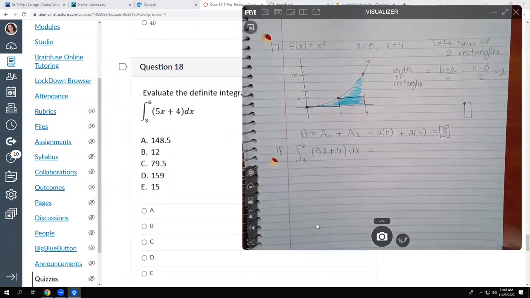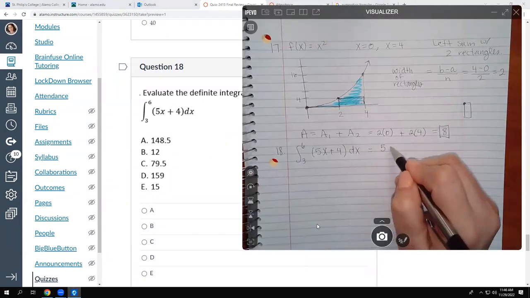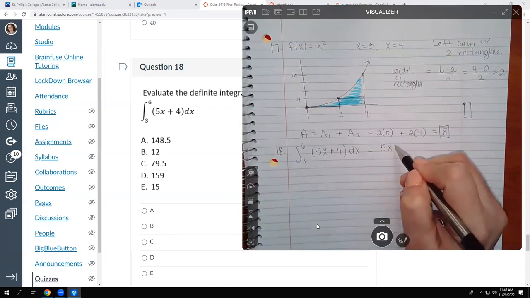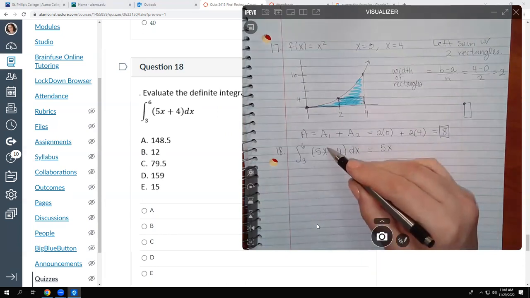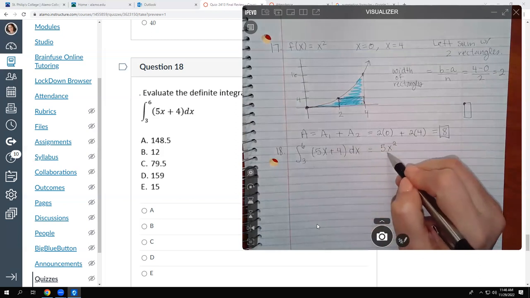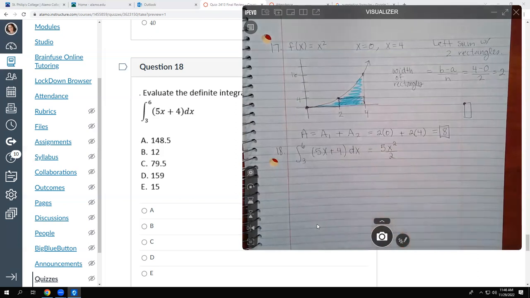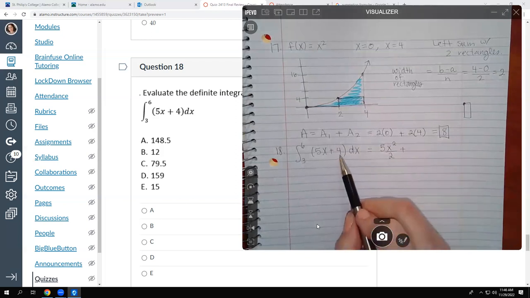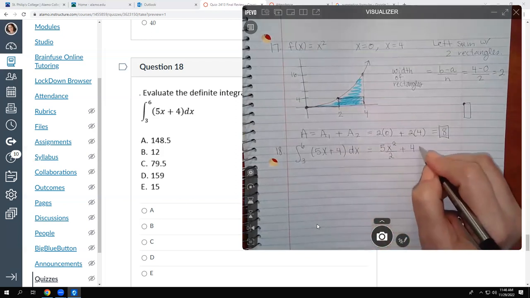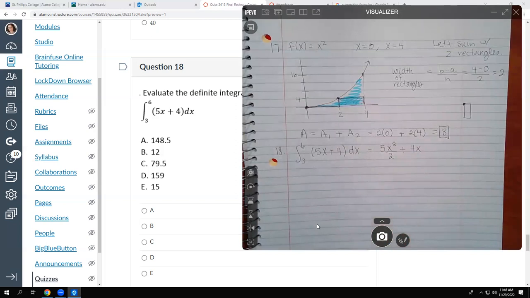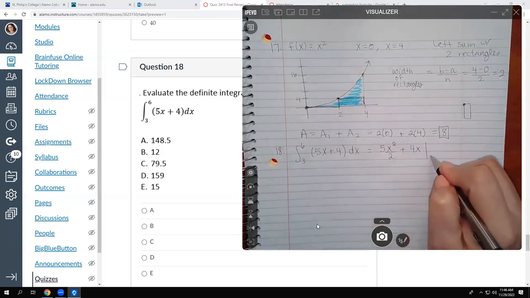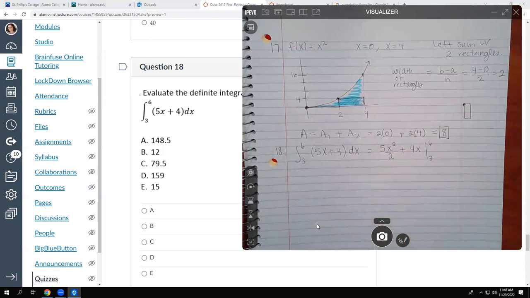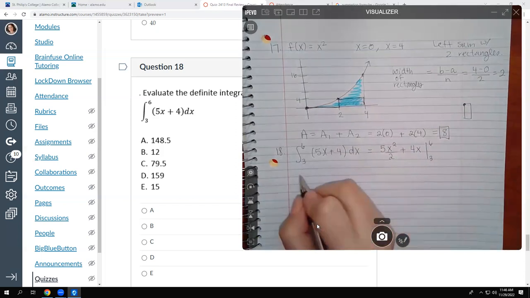So the integration rule says 5 is the multiplier, and then you add 1 to the exponent. So if that's an invisible 1, it's going to become a 2 exponent, and then I have to divide by the new exponent, right? And when you take the integral of a constant, it becomes that constant times an x. But we still have to evaluate it from 3 to 6. And that's where that fancy fundamental theorem of calculus comes in, right?